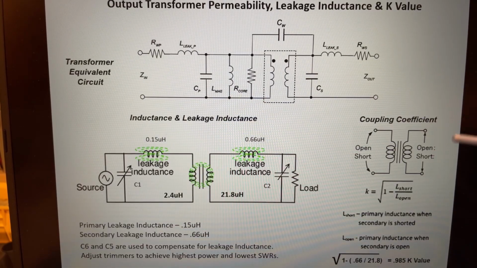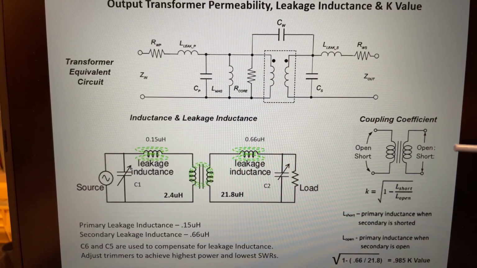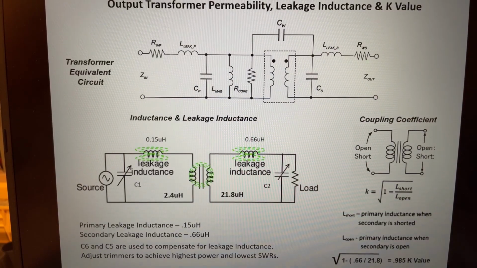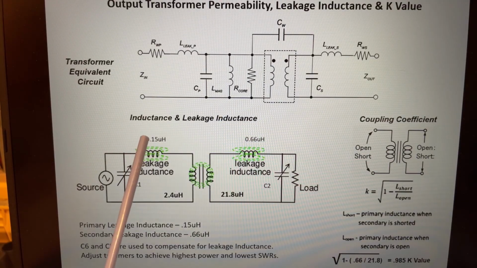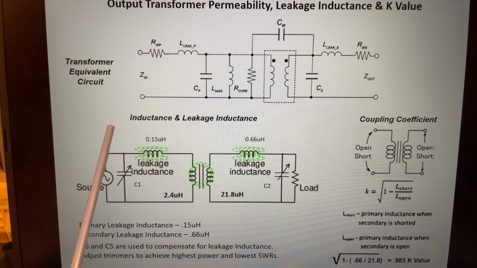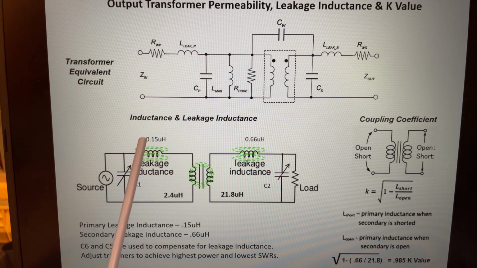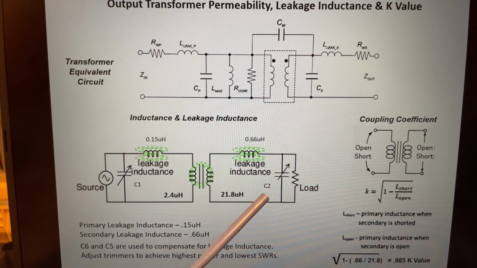And then if I measure the secondary side and I short the primary, that gives me the leakage of the secondary. So this is a very common test that's used to determine the leakage inductance. So here are the numbers that I had from my inductance meter: 0.15 microhenries for the primary, 0.66 for the secondary.